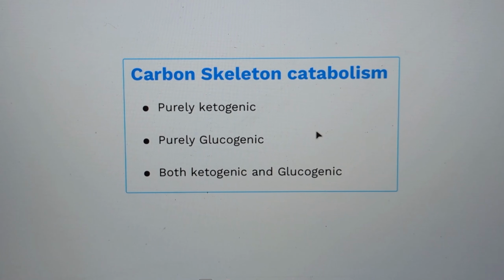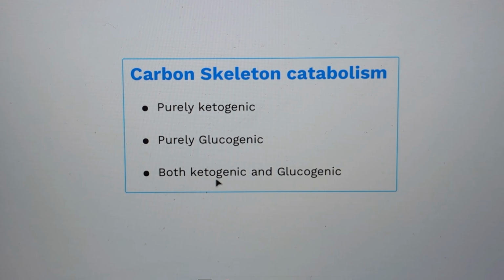When amino acids undergo catabolism, they give rise to various metabolic intermediates. Based on the nature of these carbon skeleton intermediates, amino acids can be classified into three categories. Number 1, purely ketogenic. Number 2, purely glucogenic. Number 3, both ketogenic and glucogenic.